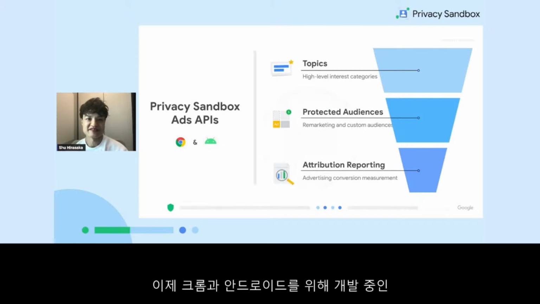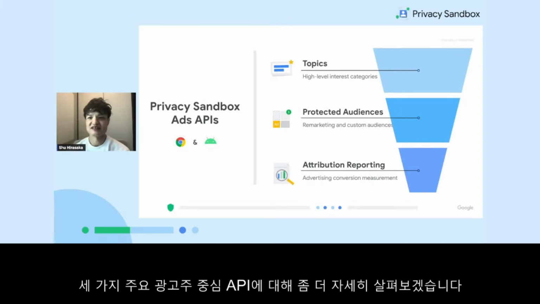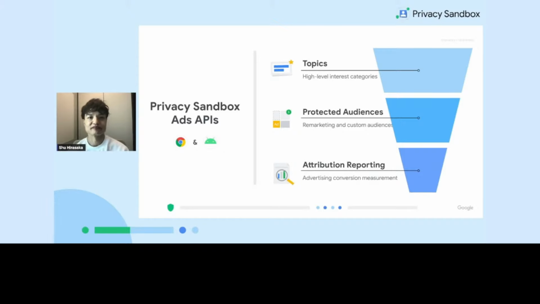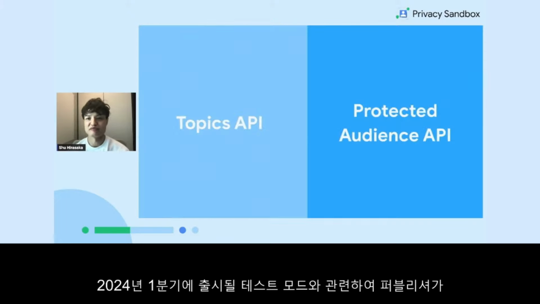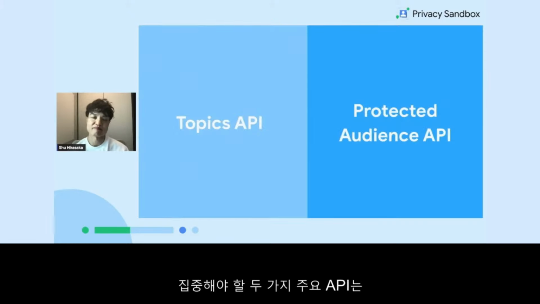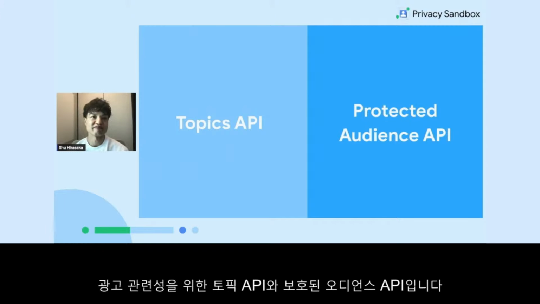Now, let's dive a bit deeper into the 3 main advertiser-focused APIs that we are developing for Chrome and Android. Publishers have 2 key APIs to focus on in terms of the upcoming test modes in Q1 of 2024: ad relevance via Topics and Protected Audience APIs.